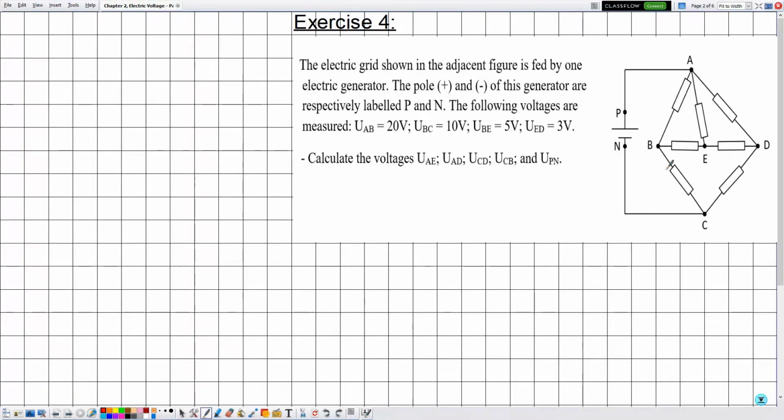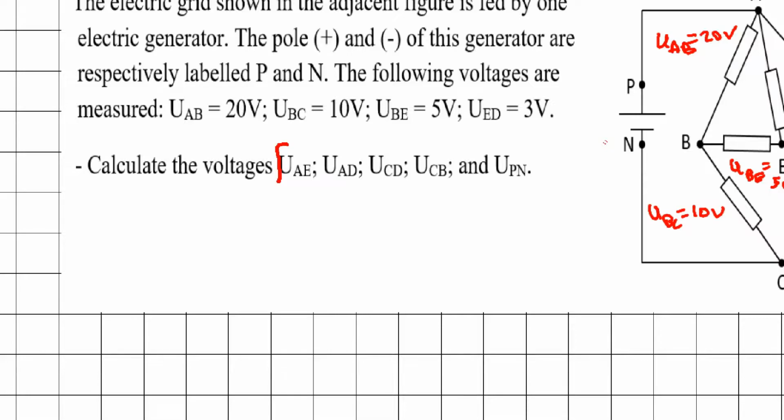Then the trick in solving such type of exercises is to label the voltages and their respective names on the given figure. Then we have that UAB is equal to 20 volts. Now as for UBC is equal to 10 volts. We have that UBE is equal to 5 volts. And UED is equal to 3 volts. Okay, now we are asked to calculate the following voltages. Let's start by UAE.